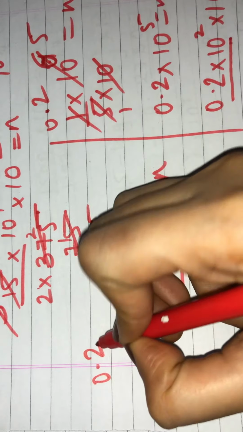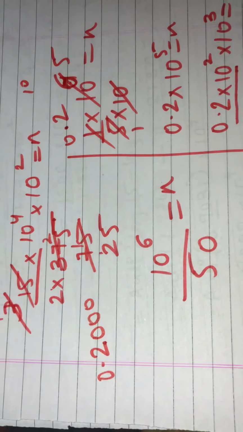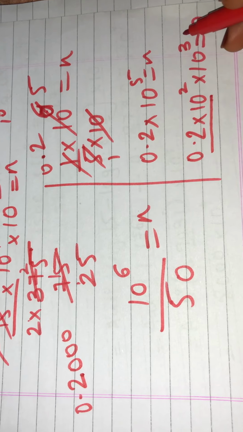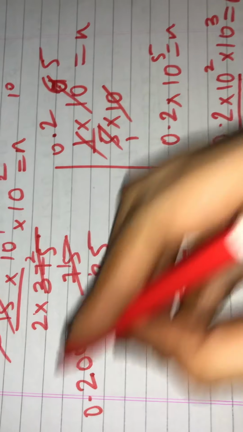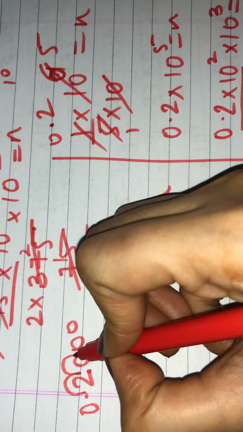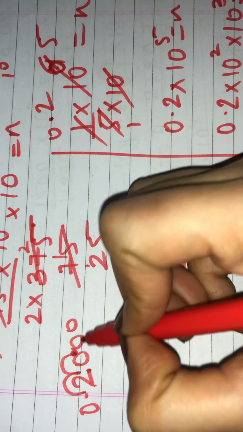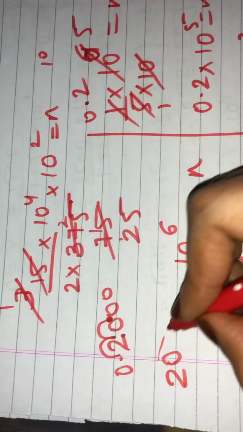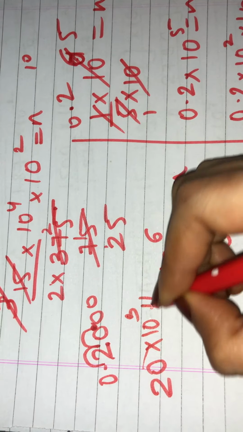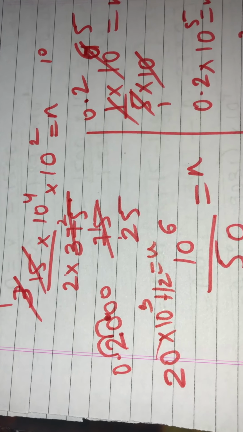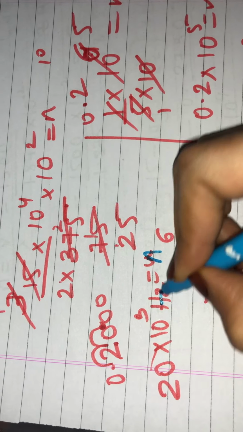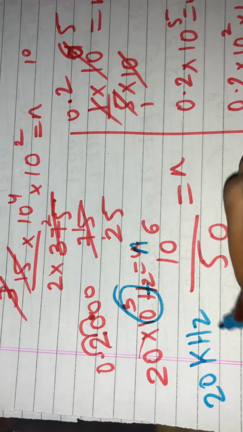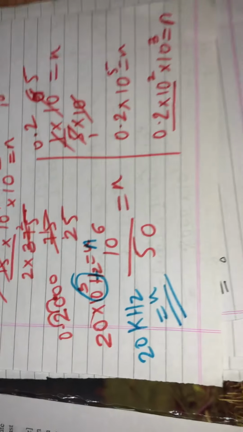see, 0.2. I'll add as many zeros as you want. I will shift the point 2 digits towards the positive side because it is 10 raised to 2. So 1 and 2. So this is 20.000. After the point, 0.0 has no sense, so it is 20, into 10 raised to 3 hertz is equal to your frequency. Or 10 raised to 3 can be written as 20 kilohertz as your frequency. Hope you understood.